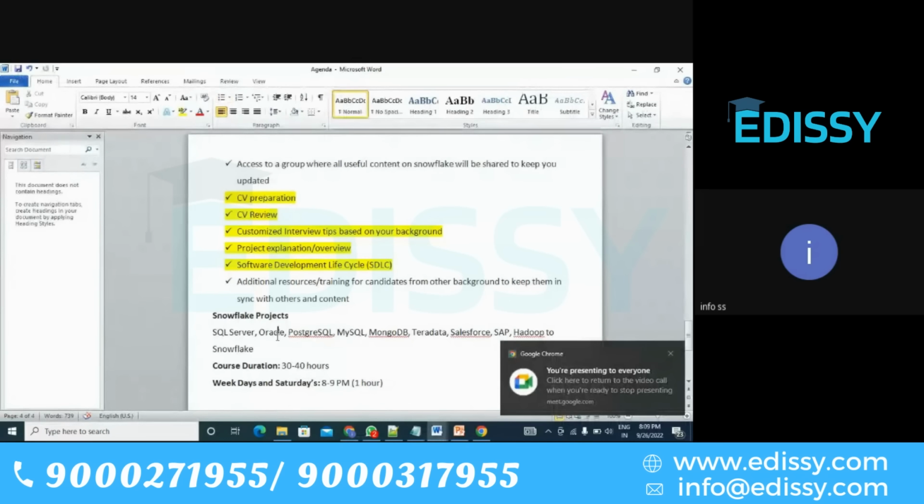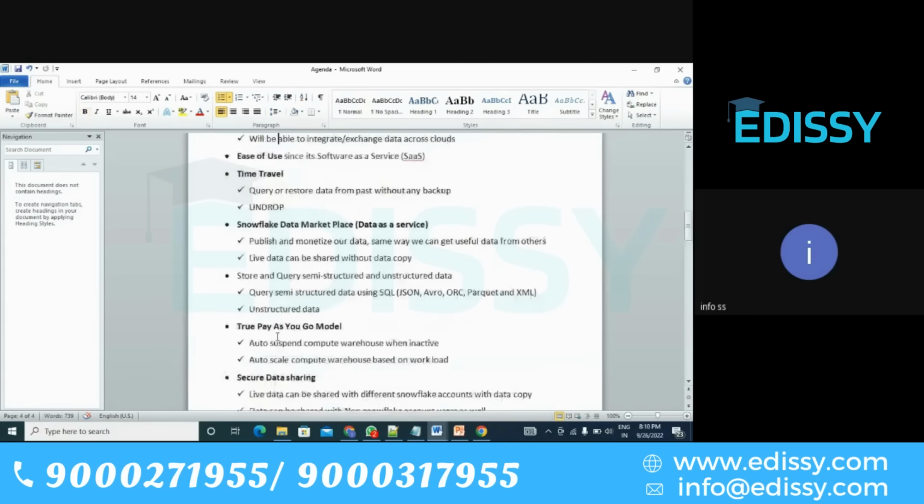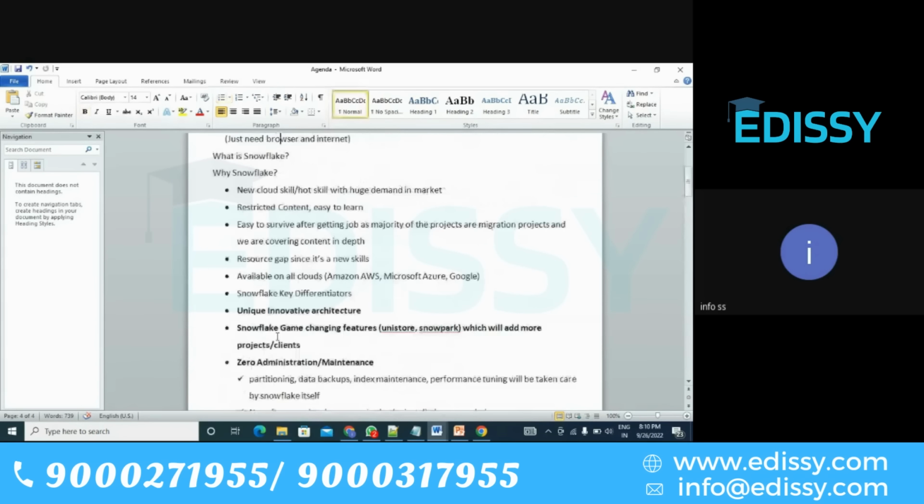In Snowflake projects, the majority of the projects are migration projects. We are saying SQL is a prerequisite, right? SQL also, you will not be writing the code from scratch. SQL is very easy to learn. Since these are migration projects, you will not be writing all the SQL logic from scratch. Already existing code, you will try to migrate it into Snowflake, so it will be easy. And as I said, you can easily survive.